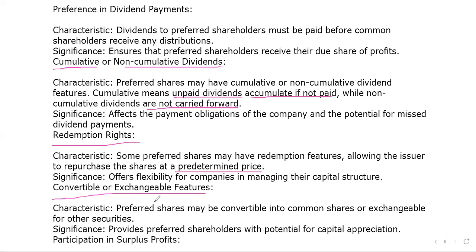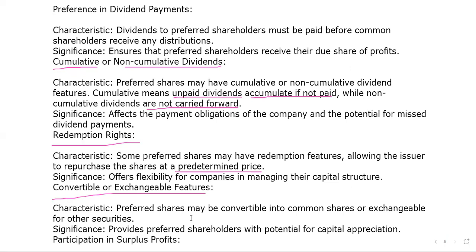We also have convertible or exchangeable features, where preferential shareholders may convert into common stockholders if they want, or exchange for other securities like bonds or debentures. The significance is that it provides preferential shareholders the potential for capital appreciation. When somebody feels, okay, I now need to have voting rights, I will convert my shares into ordinary shares and become an ordinary shareholder.